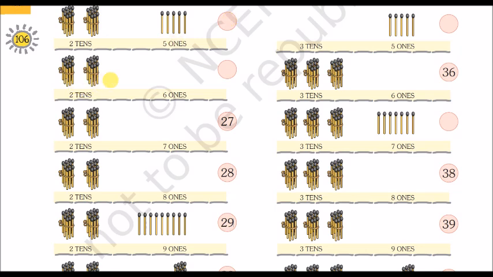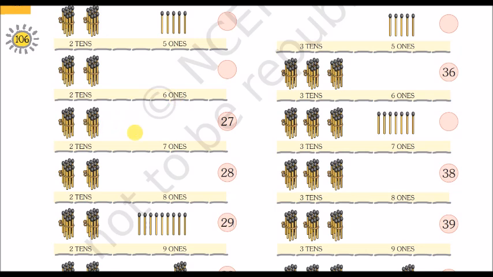2 tens and 6 ones. 1, 2, 3, 4, 5 and 6. 20, 21, 22, 23, 24, 25 and 26. यहाँ पे हम लिखेंगे 26.